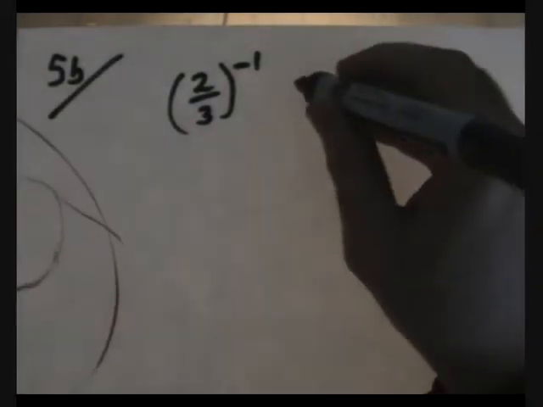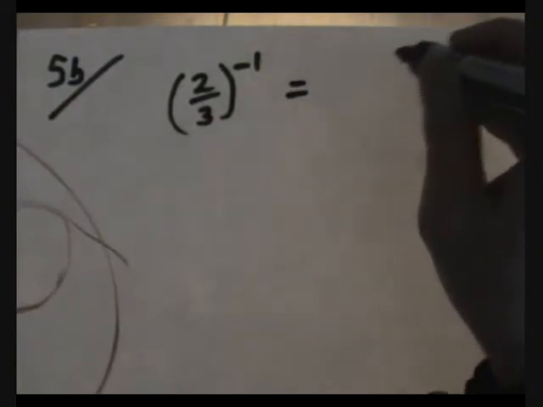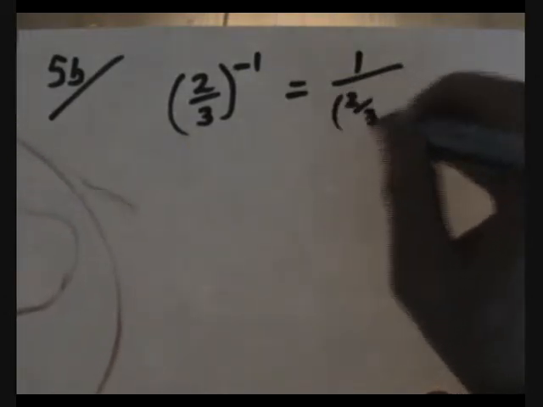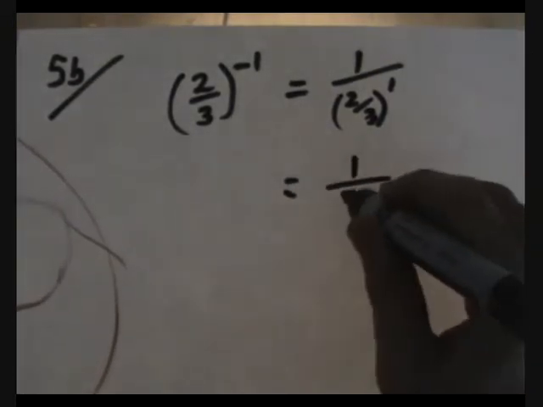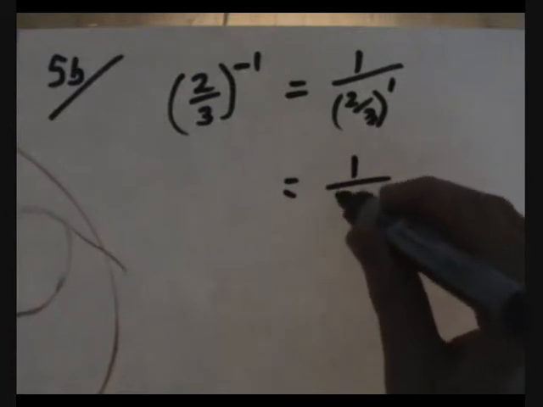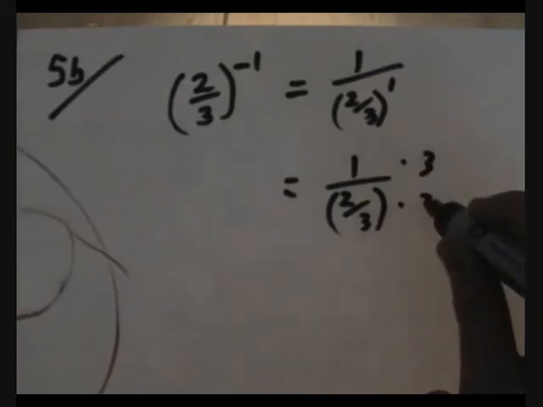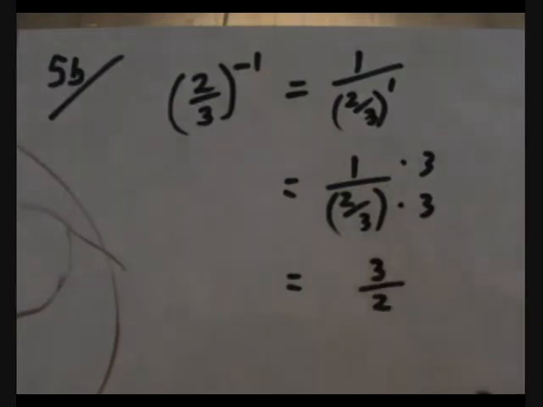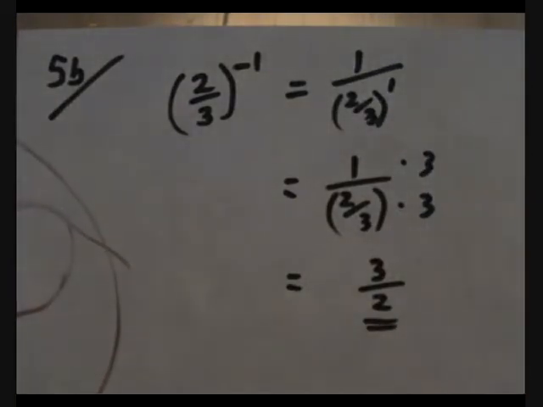Right, question 5b. Simplify 2/3 to the power of minus 1. Well, 2/3 to the power of minus 1 means the same as 1 over 2/3 to the power of plus 1. So that's just the same as 1 over 2/3. Multiply top and bottom by 3, and you can see that that's the same as 3 over 2. So 2/3 to the power of minus 1 is the same as 3 over 2.